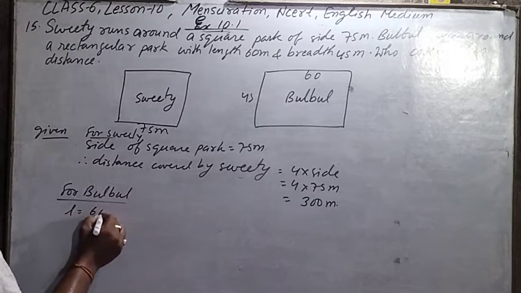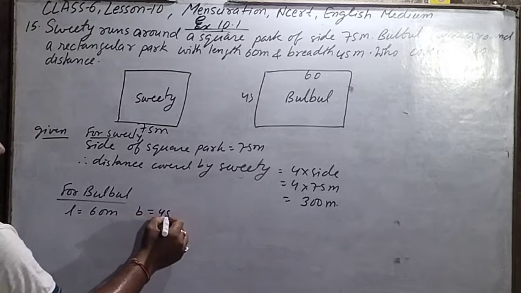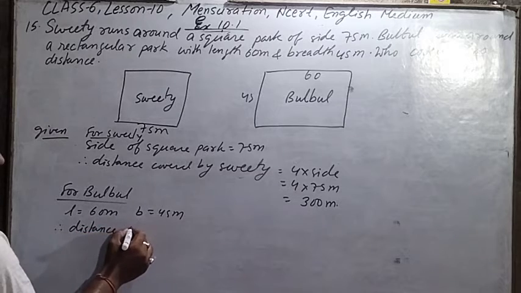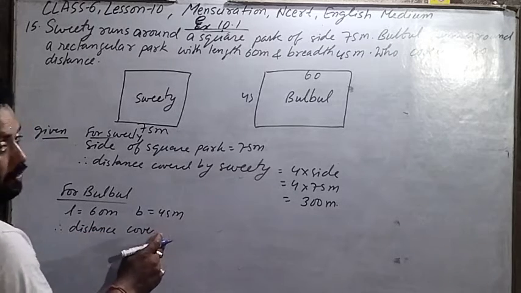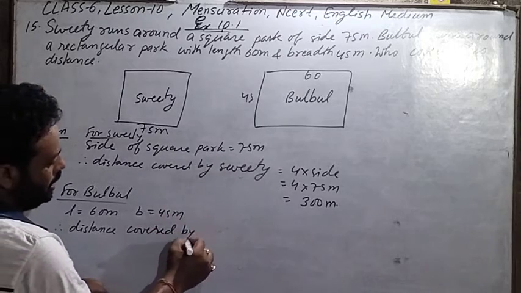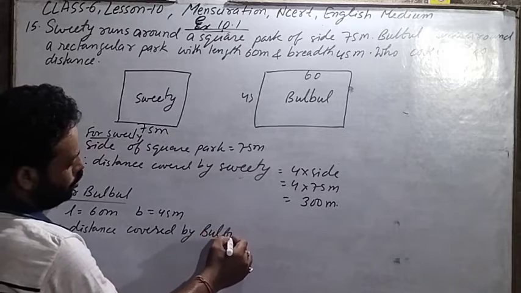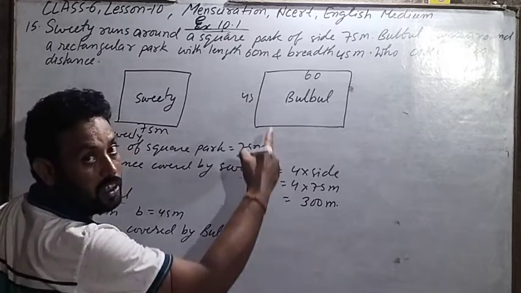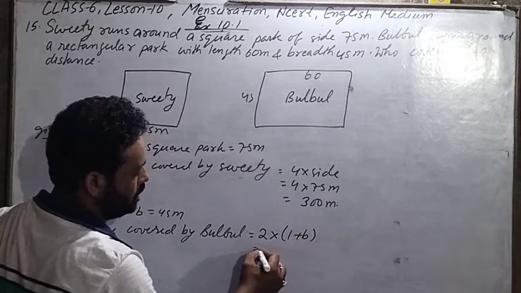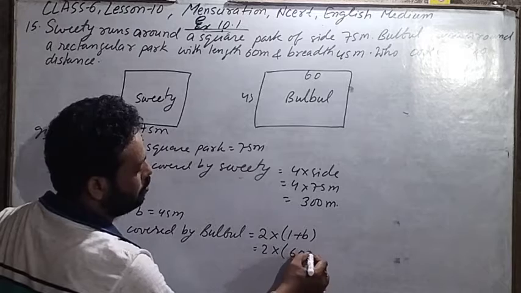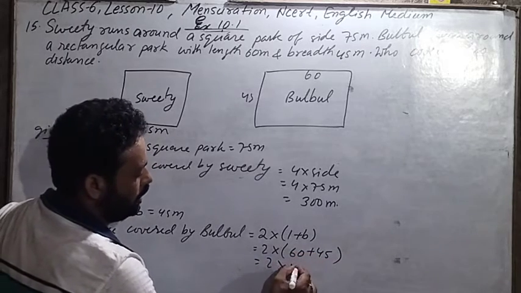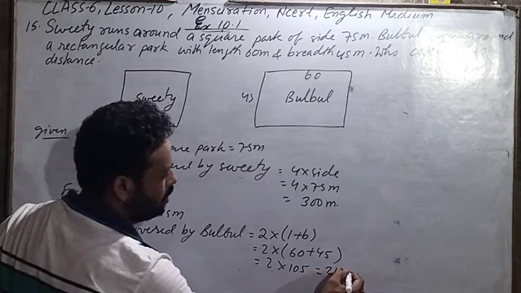Length is equal to 60 meter, breadth is 45 meter. Therefore distance covered by Bulbul is equal to perimeter of rectangular park, that is 2 into (L plus B), that is 2 into (60 plus 45). Add this one, 2 into 105, that is equal to 210 meter.